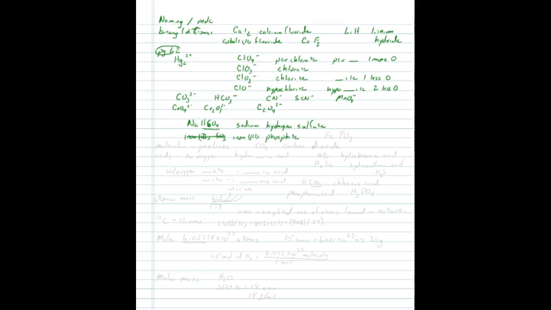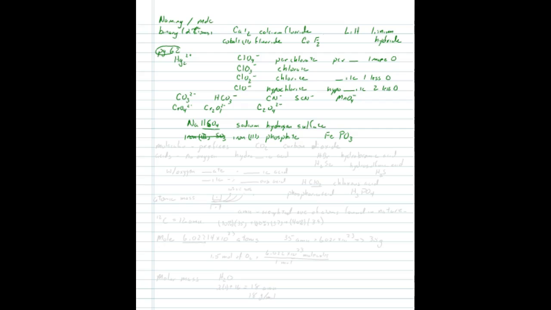It's not in your list, but you know the rules, so you can figure out what it is. Iron 3, Fe, charge of 3. Phosphate is PO4, so phosphite is PO3, and its charge is 3-. 3 plus and 3 minus cancel, and you're done.